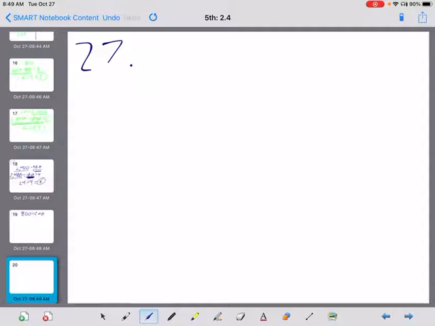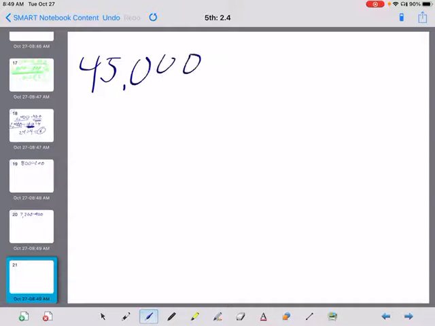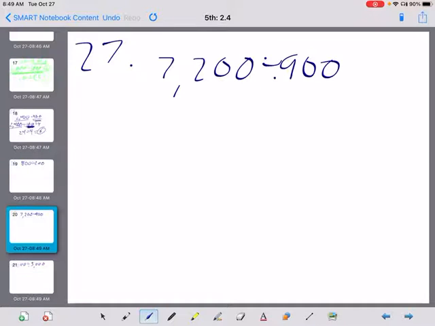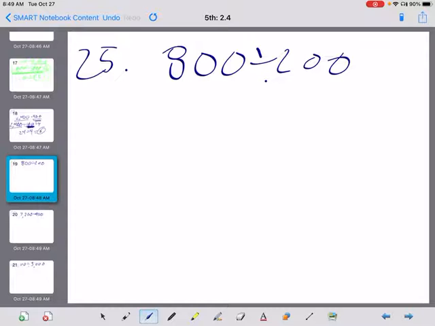27 is 7,200 divided by 900. And 29 is 45,000 divided by 5,000. So you can go ahead and pause and then do those, numbers 25, 27, and 29: 29 here, 25 there, 27 there, and 25 here. All right, go ahead and pause it.